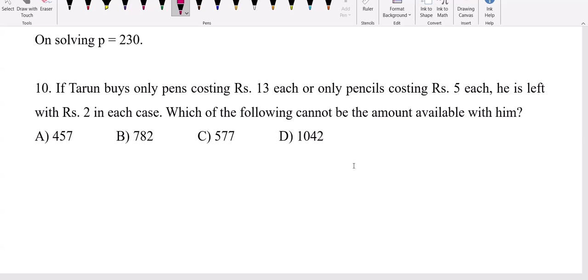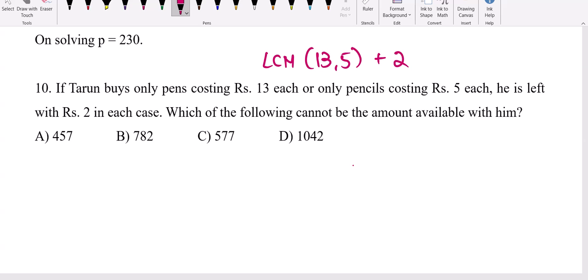Then which of the following options are not possible? Cannot be the one, right? What is this concept, do you know? It is the LCM concept. The amount should be divisible by 13 and 5 with 2 as the remainder. The total amount you have, divided by 13, should give 2 as the remainder. I may purchase 1000 pens or 2000 pencils also. That's your amount. So that's actually the LCM concept: LCM of 13 and 5, plus 2.